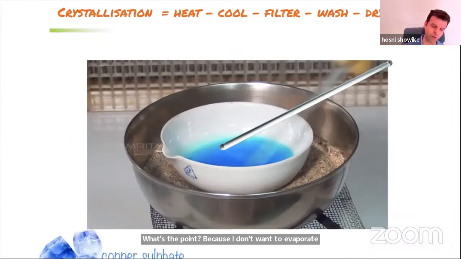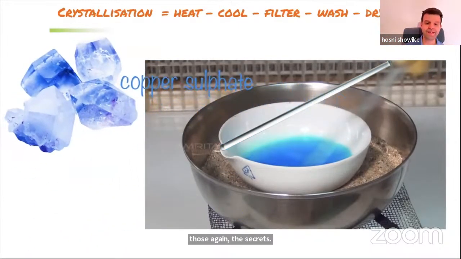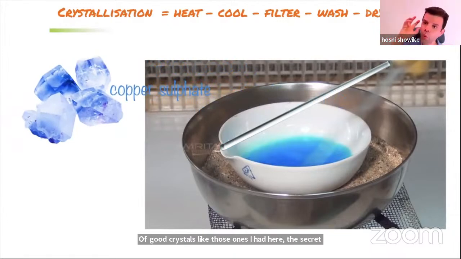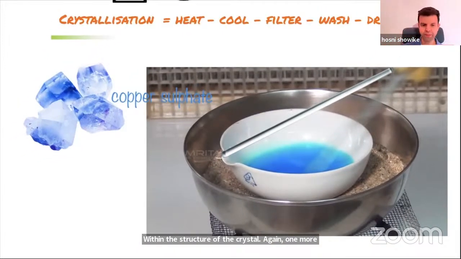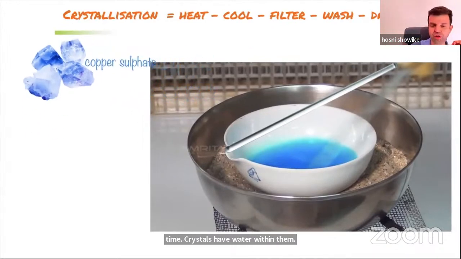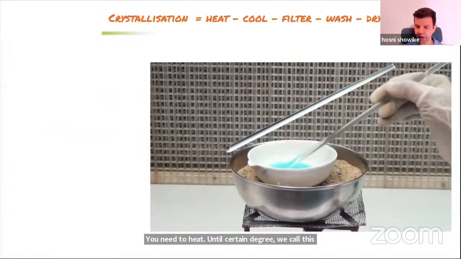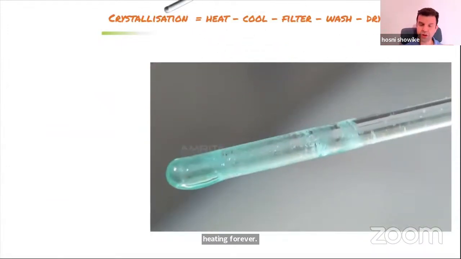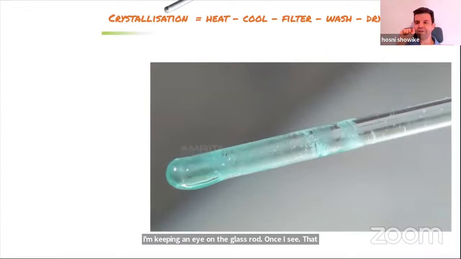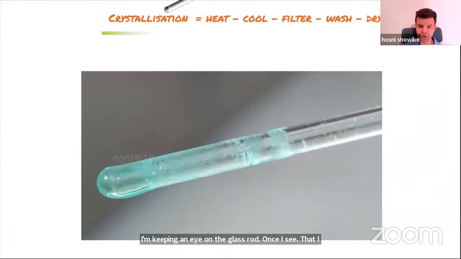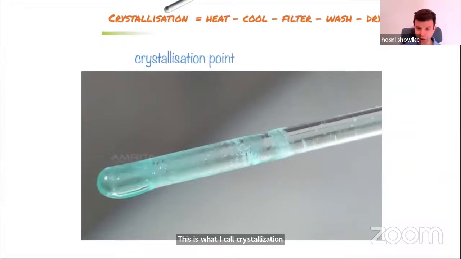Again, the secret to good crystals, like those ones I have here, is to keep water within the structure of the crystal. One more time: crystals have water within them. If you want to get nice, large crystals like the one I have here, what are you supposed to do? You need to heat until a certain degree. We call this the crystallization point. So I'm heating, but I'm not heating forever. I'm keeping an eye on the glass rod. Once I see some crystals forming on the glass rod, this is what I call the crystallization point, or the point of crystallization.